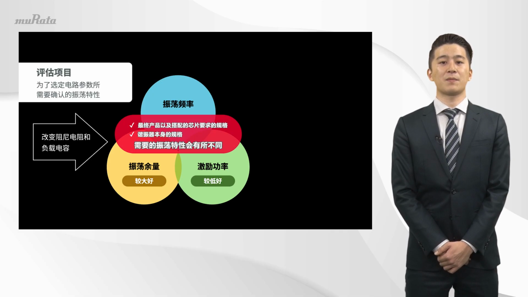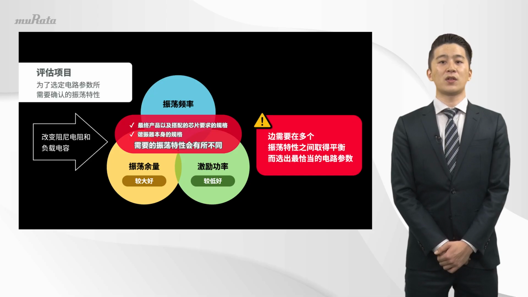The required oscillation characteristics may vary depending on the final product, the required specifications of the IC, and the specified value of the crystal unit. Select the circuit constants while checking the balance of each oscillation characteristic. Let's see how each characteristic changes when the circuit constant is changed.